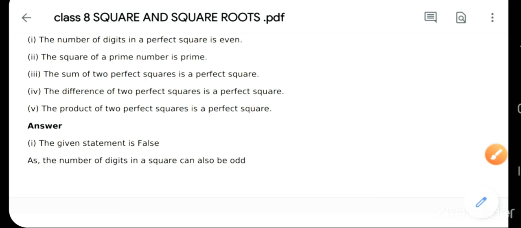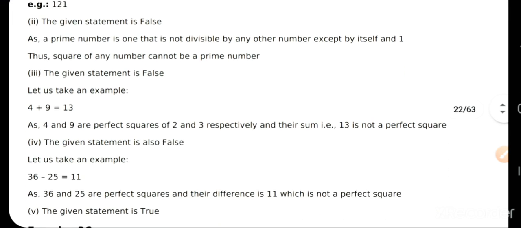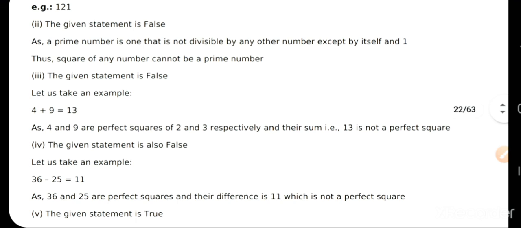Okay, so have a look at the solutions. Examples have been given in each. That's it. Okay, and the chapter is over. Solve the questions of this chapter yourself in your copy. Okay, thank you.